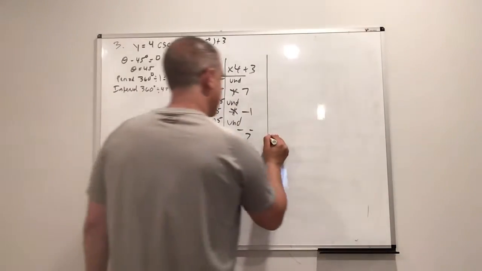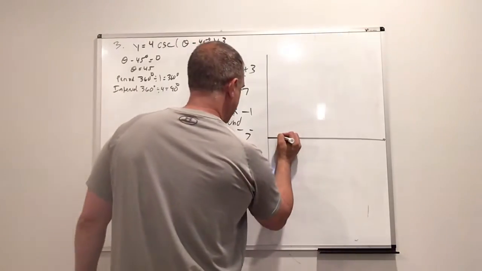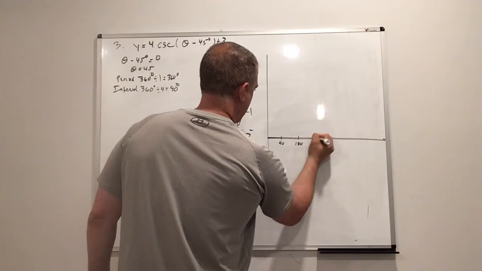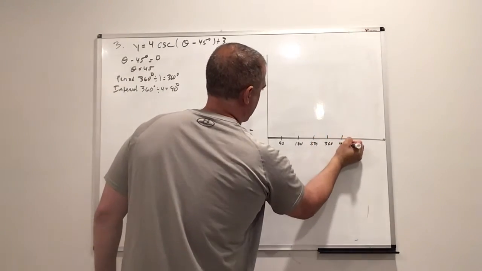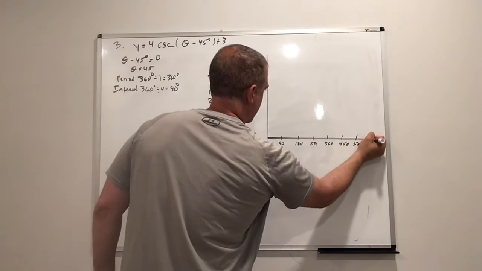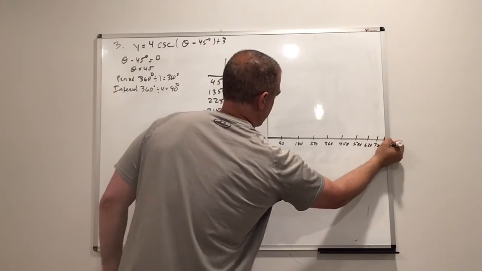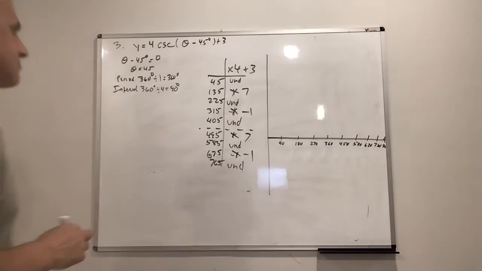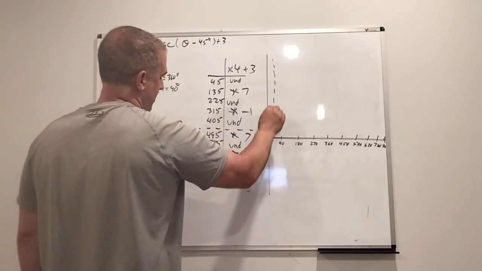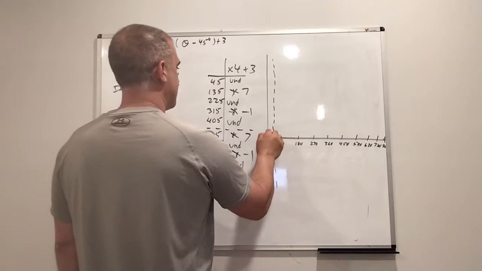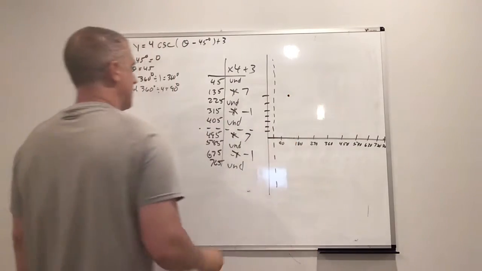So what I'm going to do here is start at 90, 180, 270, 360, 450, 540, 630, 720, and 810. At 45 degrees, which would be halfway here, I would be undefined. At 135, which is halfway there, I'd be at 7, 3, 4, 5, 6, and 7. 135 would be at 7.